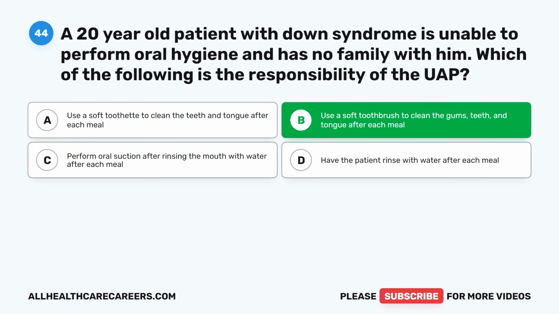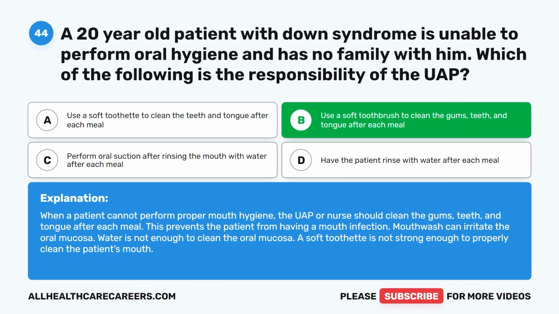Use a soft toothbrush to clean the gums, teeth, and tongue after each meal. When a patient cannot perform proper mouth hygiene, the UAP or nurse should clean the gums, teeth, and tongue after each meal. This prevents the patient from having a mouth infection. Mouthwash can irritate the oral mucosa. Water is not enough to clean the oral mucosa. A soft toothette is not strong enough to properly clean the patient's mouth.